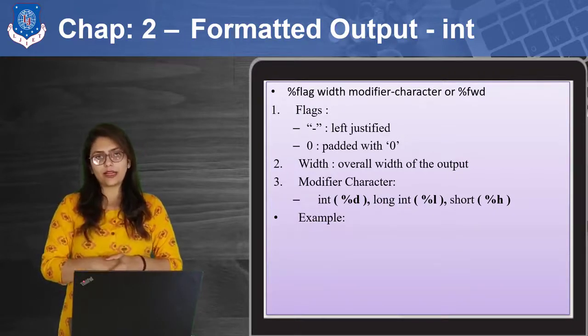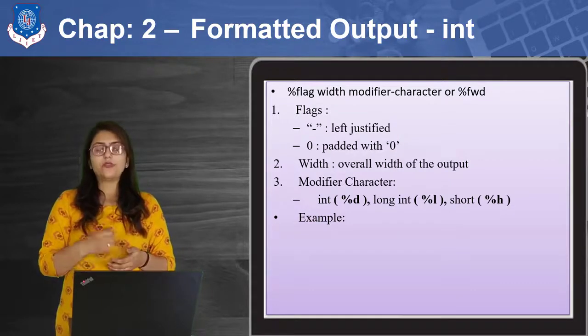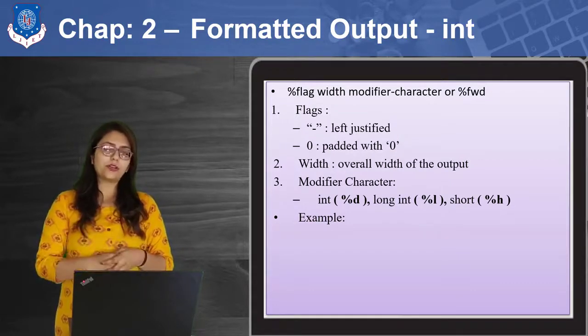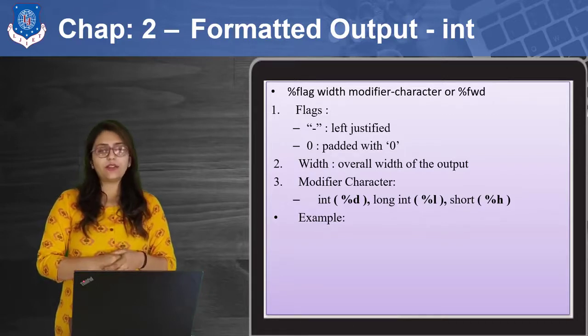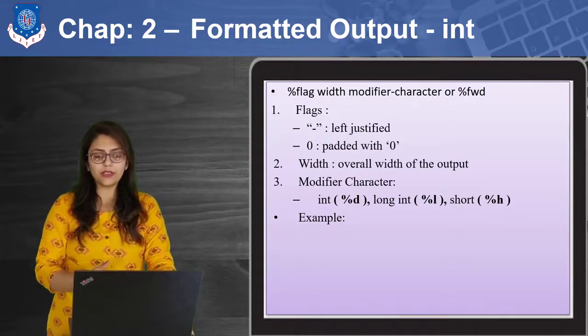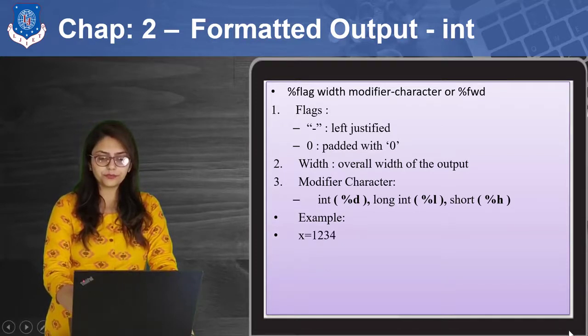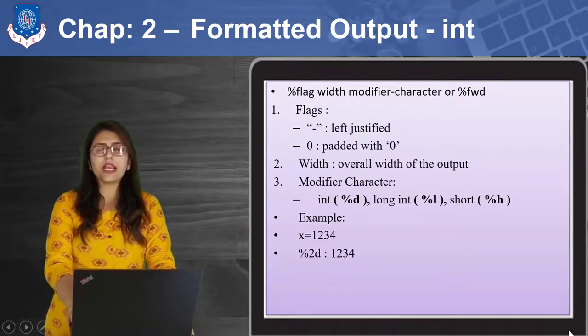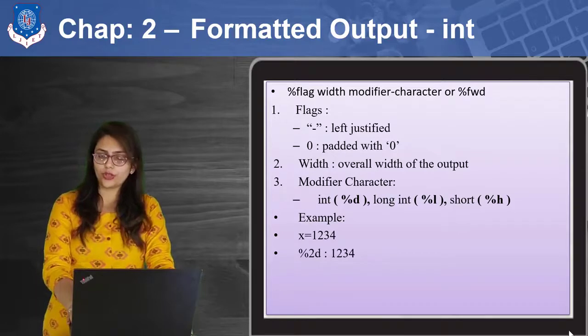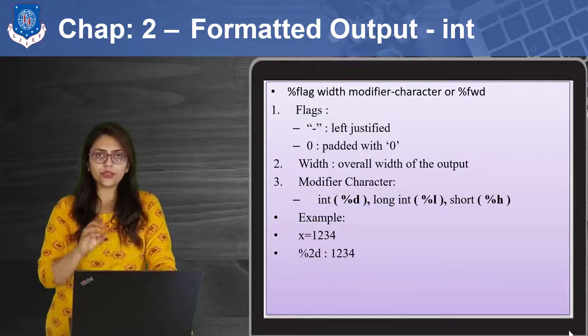Last is the modifier character. If you are dealing with integer, you can use %d. If you are using long integer, you can use %ld. And if you are using short, then you can use %h. Now I will show you some examples which will cover this concept. First example is x equal to 1234. So I have initialized x to some integer value, that is 1234.